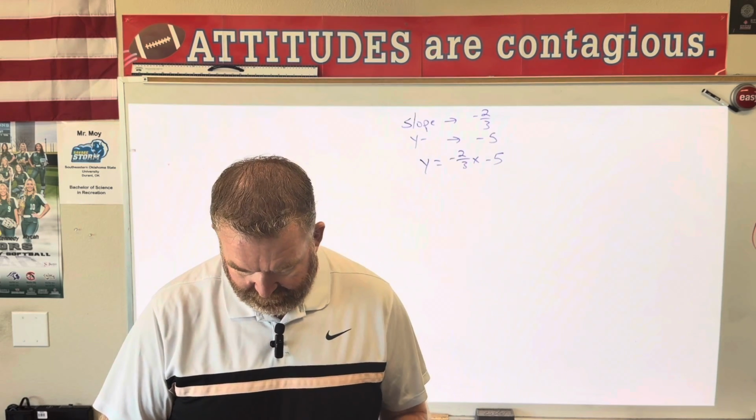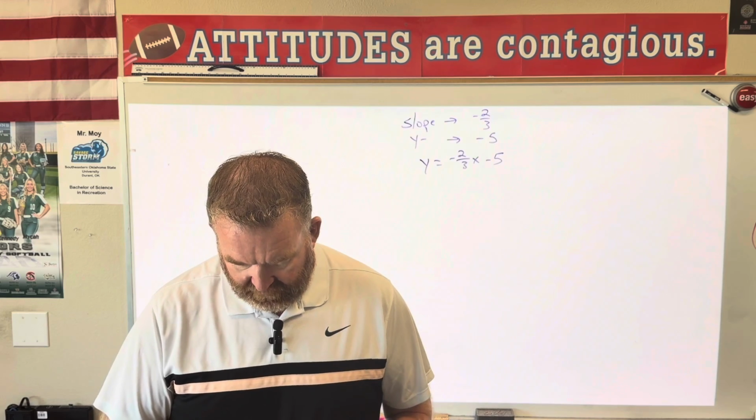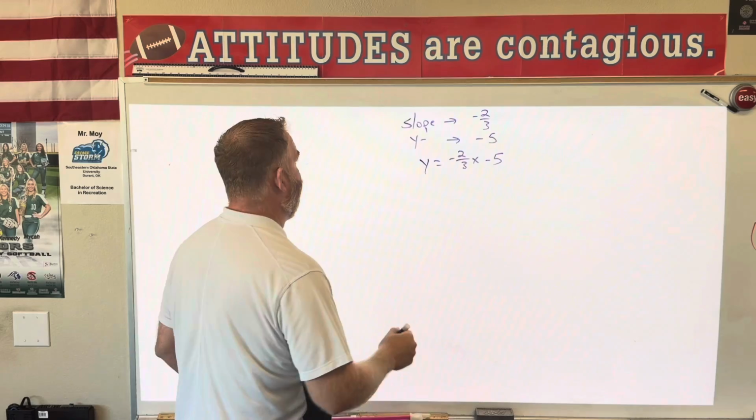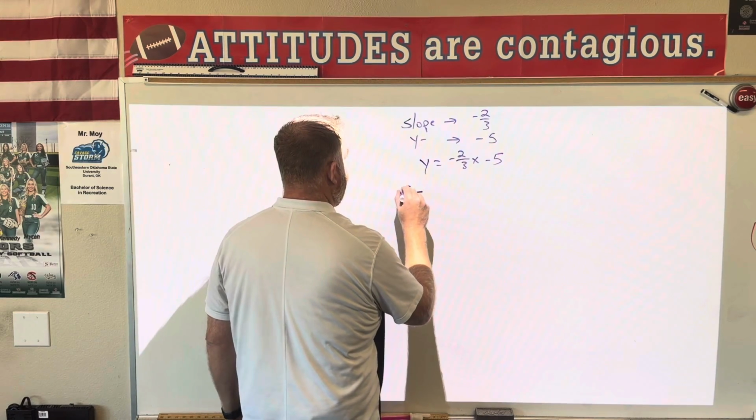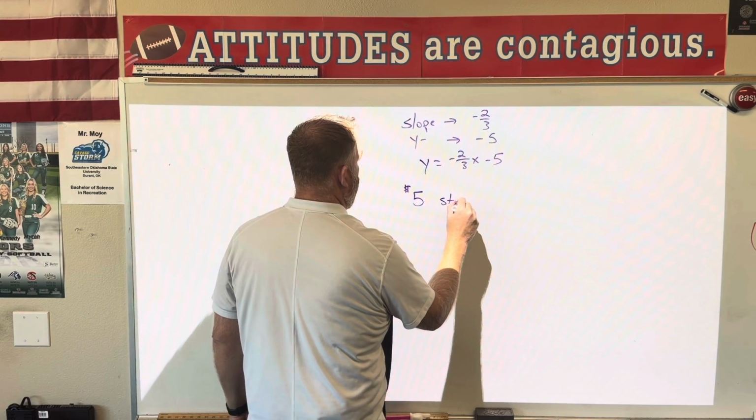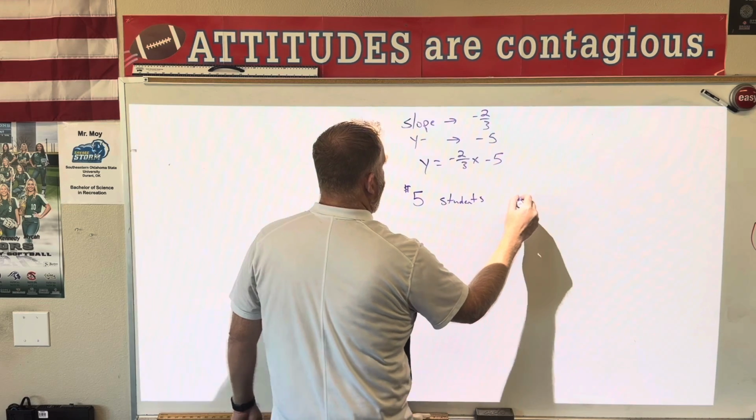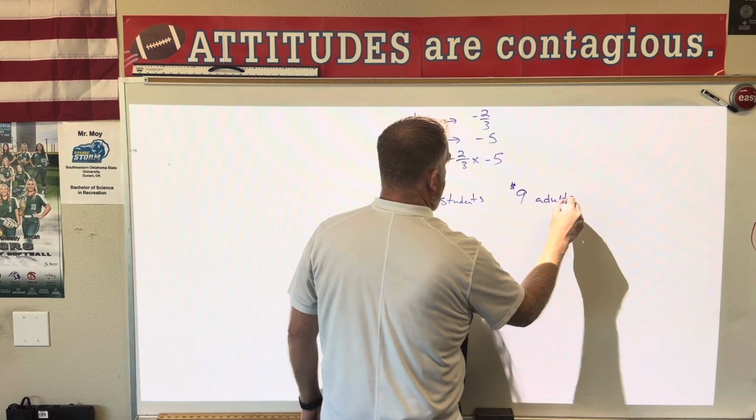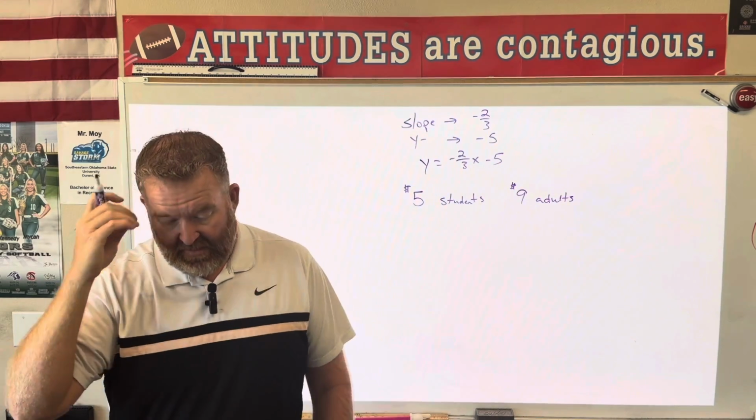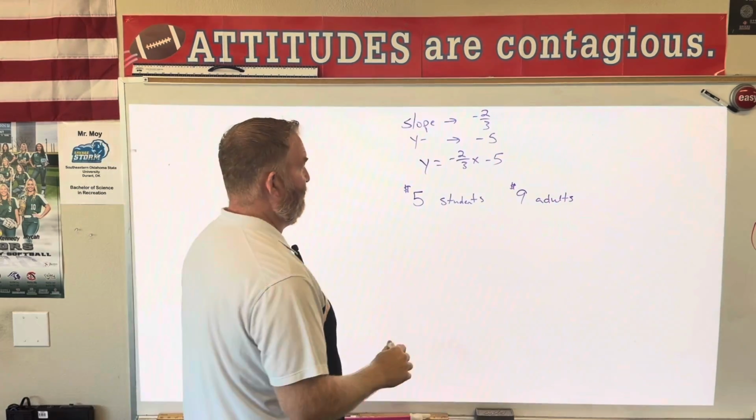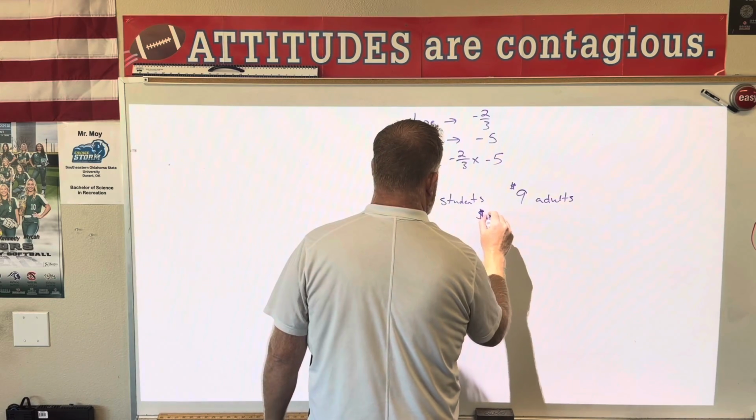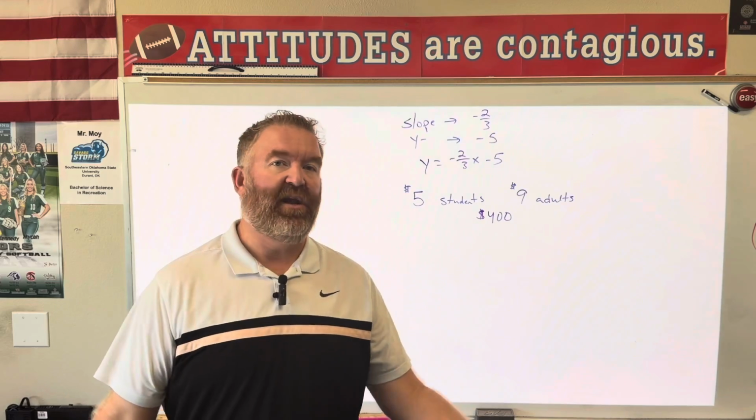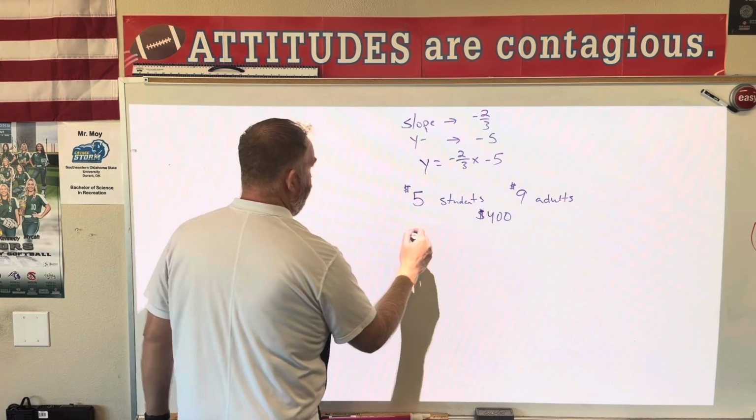Number 4, High School Booster Club is selling tickets for a varsity match. Let's say it's $5 for students, and let's say $9 for adults. Okay. They hope to earn about $400. This is what they want to earn. They want you to write an equation. Not a big deal. Don't overthink it.